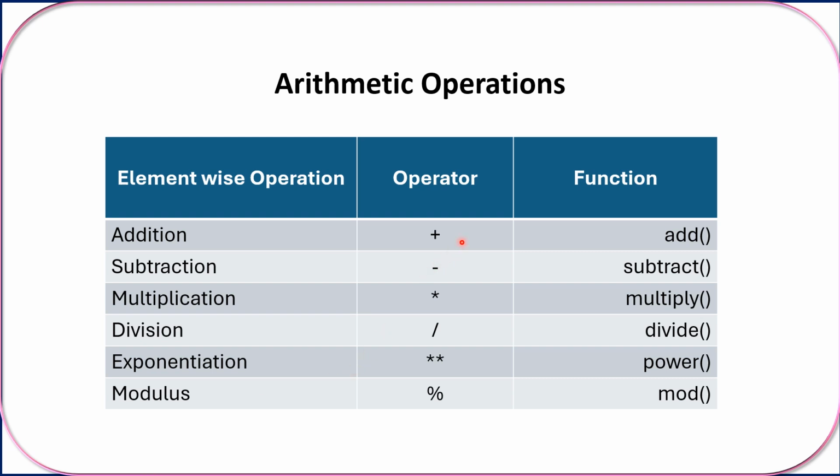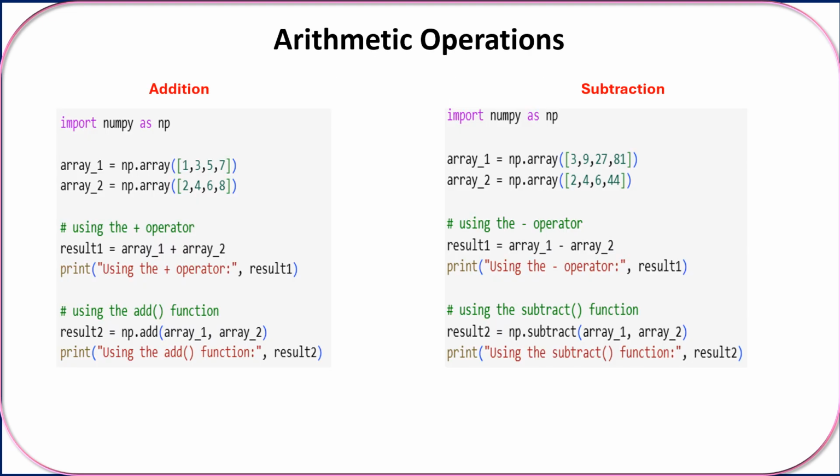So if we use the plus operator between two arrays, the elements of the first and the second array will be added. Instead, if we use the add function, the same operation will be performed. Likewise, it goes on with the different operators and the functions. Let us check with this code.